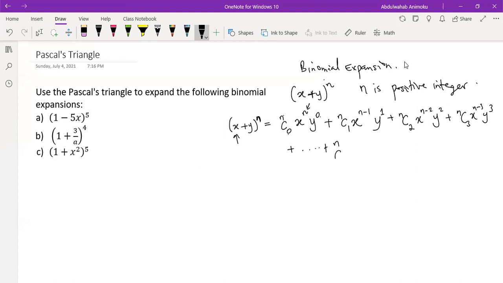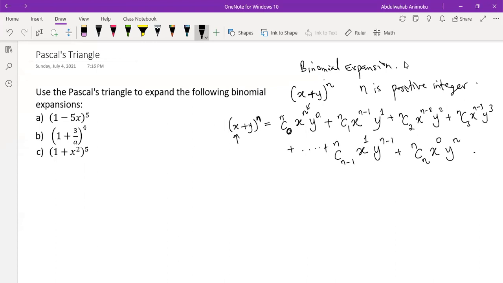So let's write the second to the last one. Let's say what we have here gets to n minus 1. So we have n combination n minus 1. At that point, x will be to the power of 1, and y will have increased to the power of n minus 1. Therefore, the last term will be n combination n, with x raised to power 0 and y raised to the power of n. Now, this is briefly binomial expansion.